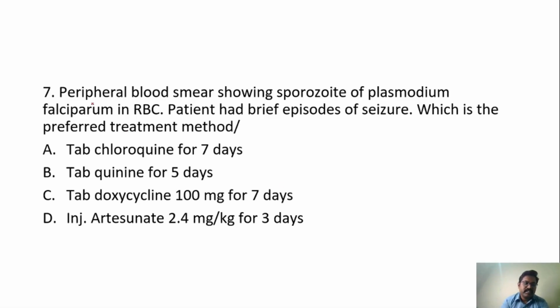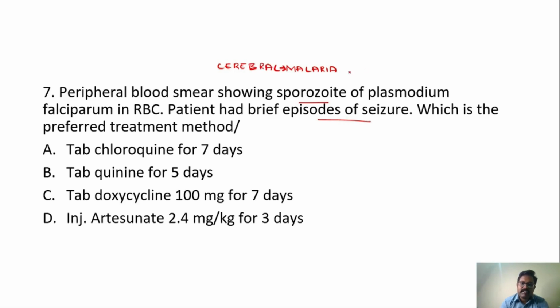So next, moving on to the 7th question, peripheral blood smear shows sporozoites of Plasmodium falciparum in RBC. Patient had brief episodes of seizures. Which is the treatment method here? Since you can confirm by peripheral blood smear that the patient is suffering from malaria, which type of malaria? Since he or she has got a seizure, it is cerebral malaria.